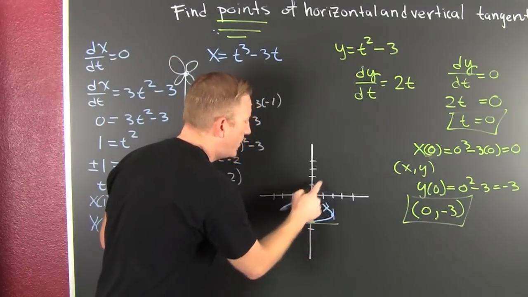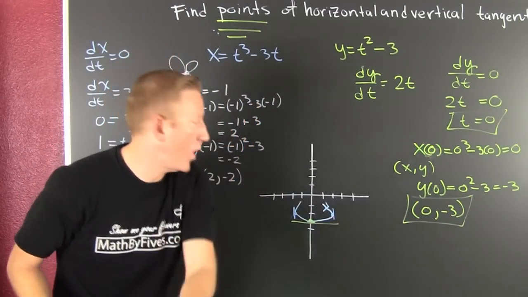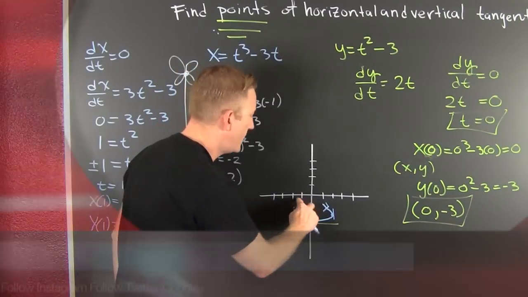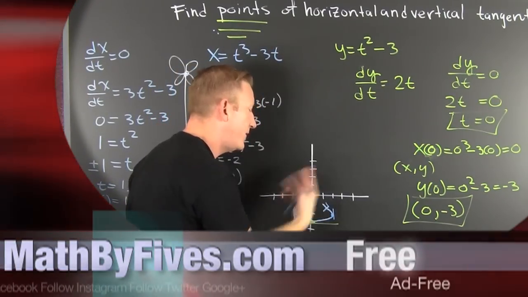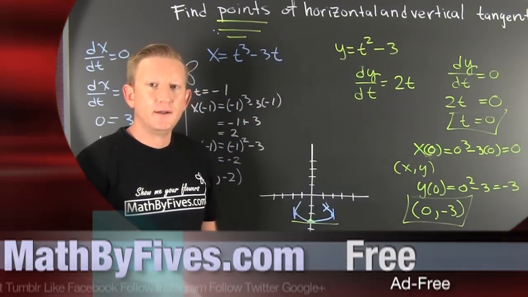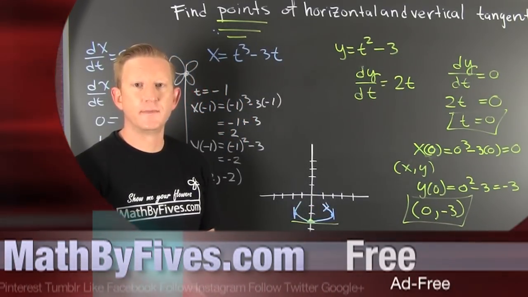But what do we have now? Bam, bam, bam, oh. Is it a circle? No. Why? Because there aren't any other horizontal tangencies. There would be a horizontal tangency there if it was going to continue in that cycle. But, done.